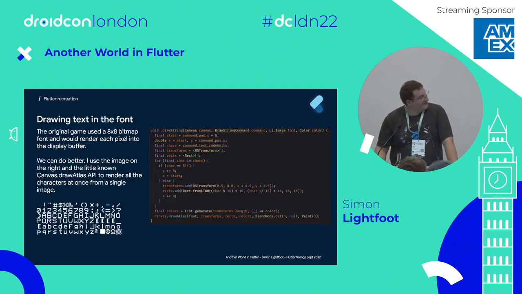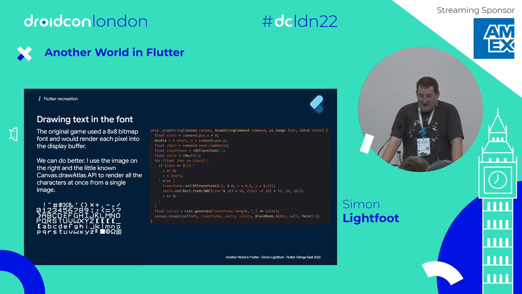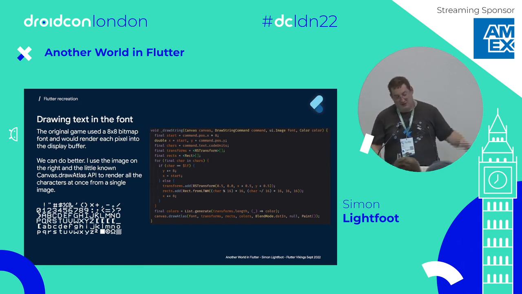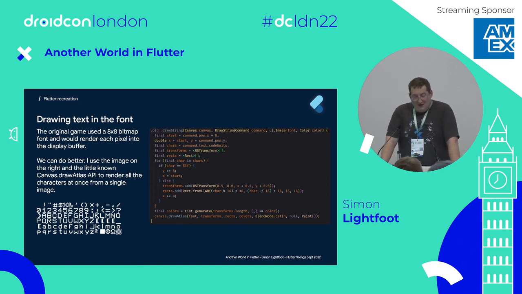Let's move on. Drawing text. In the original screens, we didn't see all of it, but there's quite a bit of text that's displayed throughout the game. And the original game made use of an 8x8 pixel font. What the original game would do is just process the bitmap font. When it gets a 1, it draws a pixel. When it gets a 0, it skips that pixel. It's a standard thing for drawing bitmap fonts.